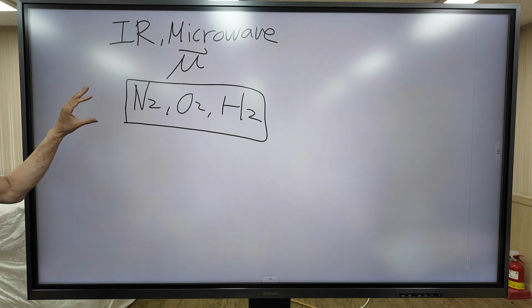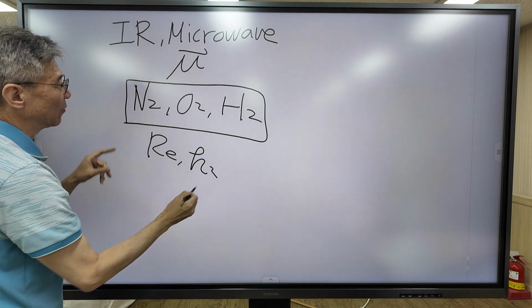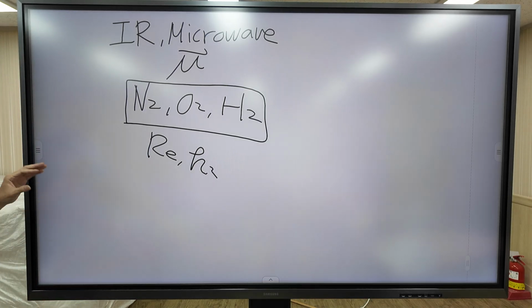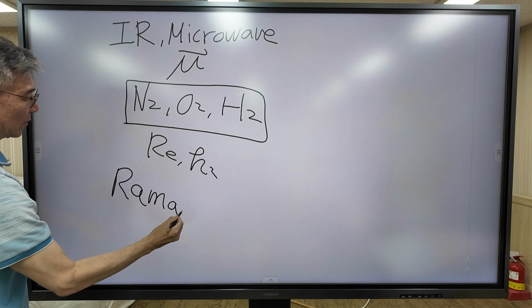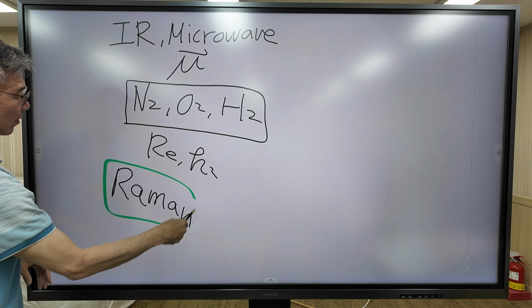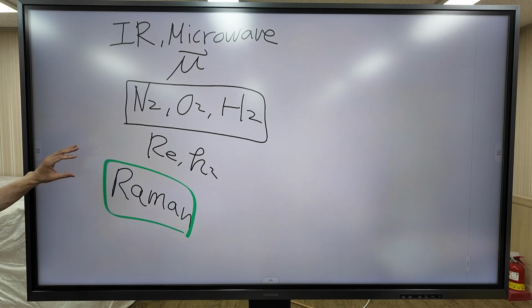Then the question is, how do we determine the bond length and force constant of these molecules? We use Raman spectroscopy to determine the bond length and force constant of these molecules. So today's topic is Raman spectroscopy.